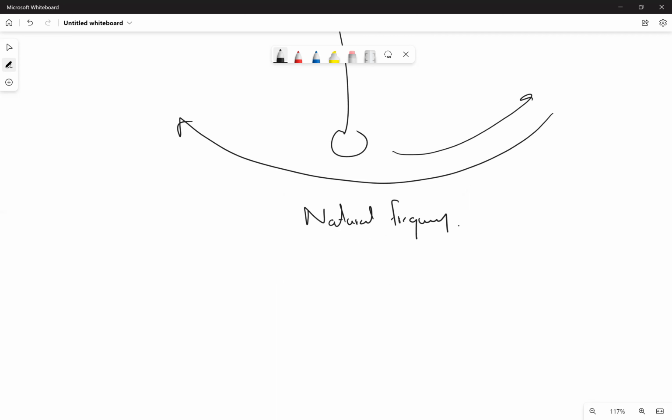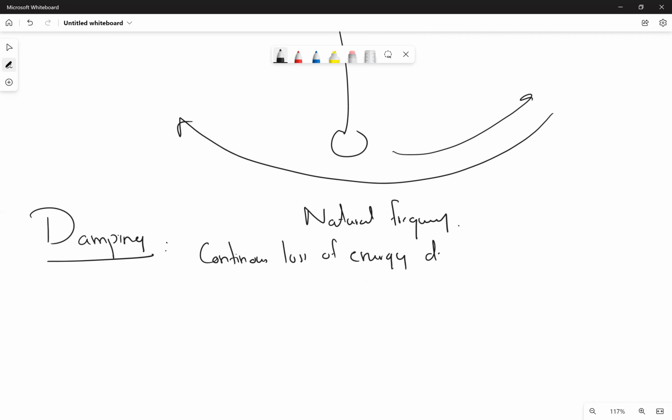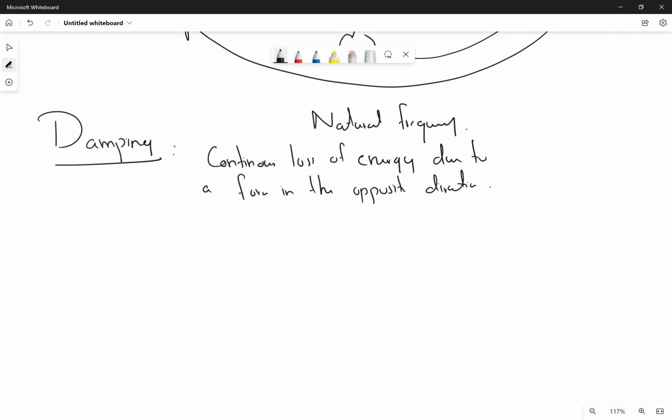So this concept of damping, basically, the definition says that it is a continuous loss of energy due to a force in the opposite direction. Could be a friction force maybe. So, opposite direction of motion.